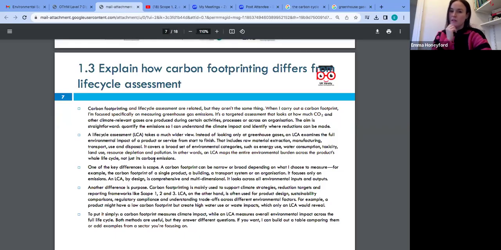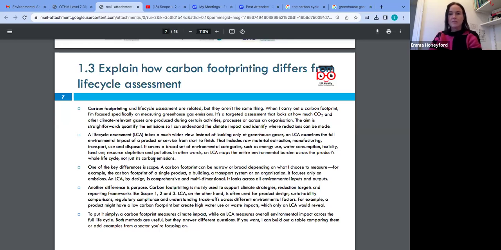So carbon footprinting and life cycle assessment are related, but they're not the same thing. So when we carry out a carbon footprint, we're focusing specifically on measuring greenhouse gas emissions. So it's a targeted assessment that looks solely at how much CO2 and other climate relevant gases are produced during certain activities, processes, or across an organisation. So it's all with the aim to quantify the emissions so that we can understand the climate impact, and then we can start to identify where we can potentially make reductions.